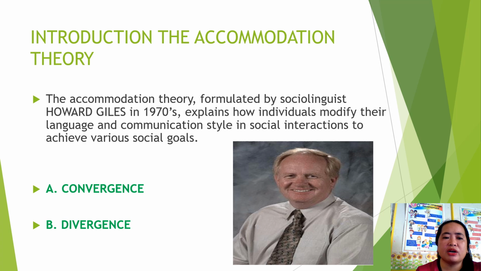For an example of convergence, a non-native speaker adjusts their accent or speaking style to match the native speaker in a group. In divergence, a regional dialect speaker intentionally uses more pronounced dialect features when speaking with outsiders to assert regional identity. So that is the example and the meaning of convergence and divergence.